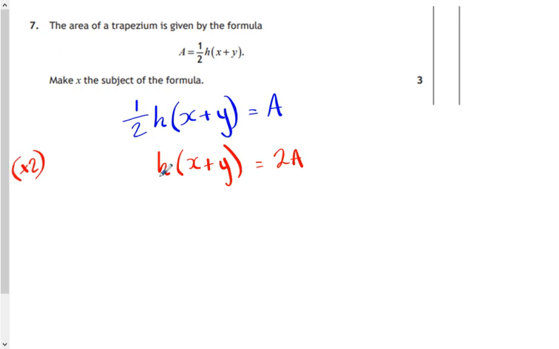Now I'm going to divide through by the h, so I get that x plus y is equal to 2a over h. And then I need to subtract that y, so I get that x is equal to 2a over h minus y. And now x is the subject of my formula, and everything else is off to the right-hand side.